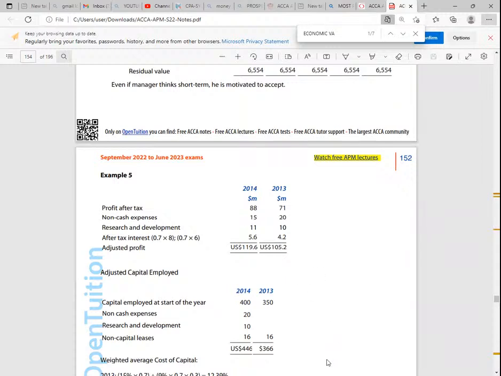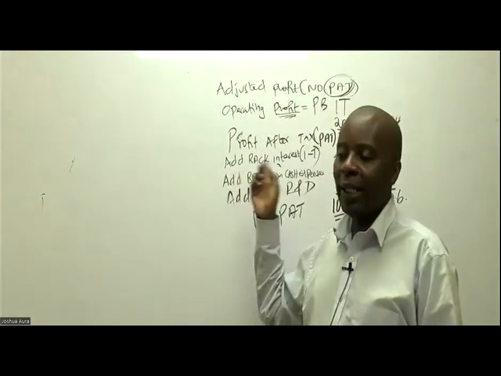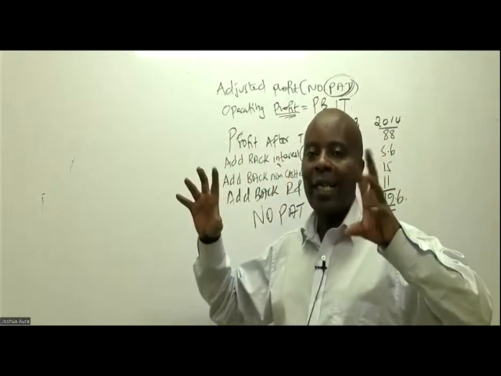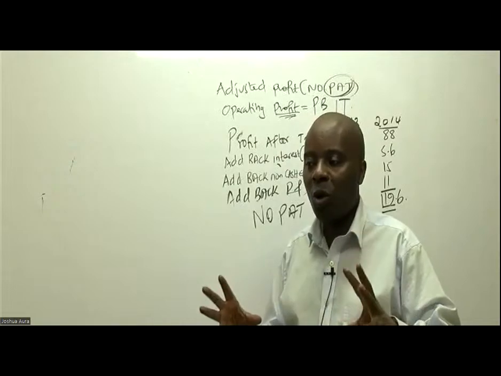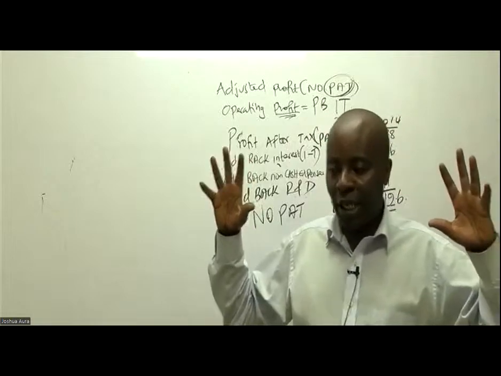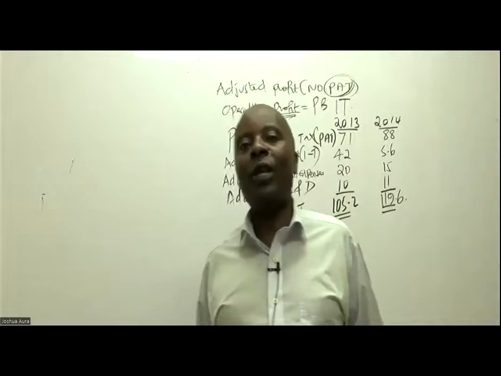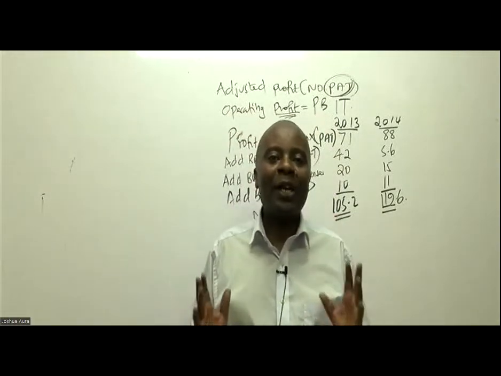The only thing that I know confuses my students, ladies and gentlemen, is this interest, which is normally added back. Please remember, interest is never added back as is. We normally take interest net of taxation. So are we together? Can I go now to the capital employed adjustments?